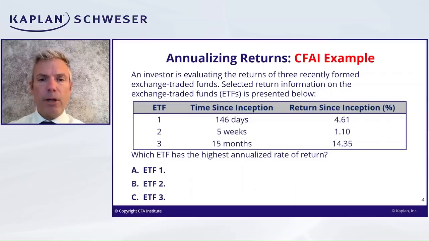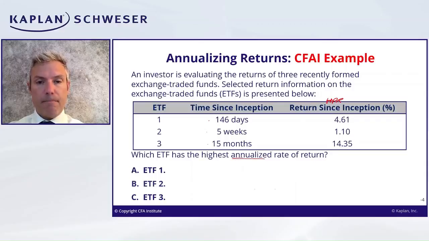Right, so the first thing we notice is that they've got different time frames. These holding period returns, these are the HPRs here, are over different time periods: 146 days, 5 weeks, 15 months. So what you're going to do is standardize to compare them. If you just looked at these, you'd say, wow, look at 14.35, but that's generated over a much longer time than the other two. So to compare them, we need to standardize them from a time perspective. Okay, and the standard time unit, if you like, is a year. That's the default.